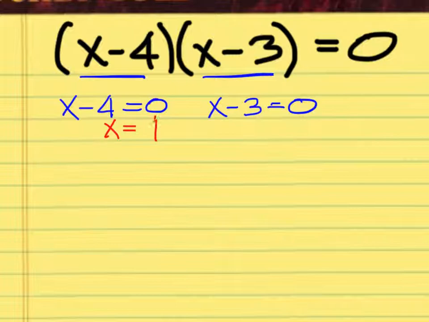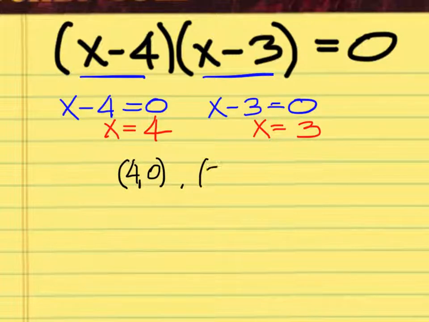Move the -4 to the right, change the sign. Move the -3 to the right, change the sign. And there you have it. Those are the x-intercepts. If you express those as points, it would be (4, 0) and (3, 0). That means you go to the right 4 and then up 0, to the right 3 and up 0.